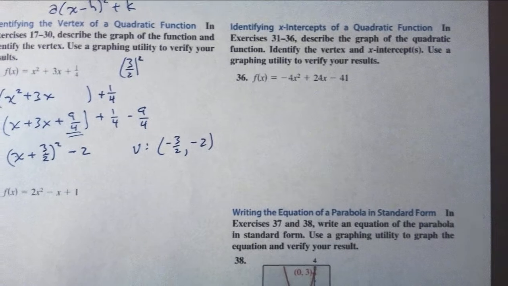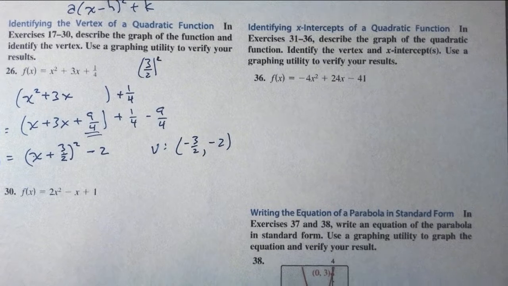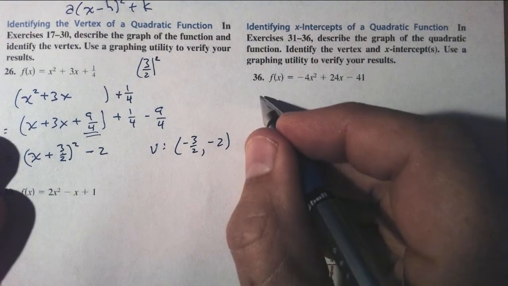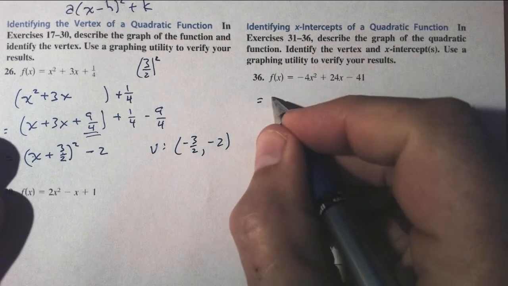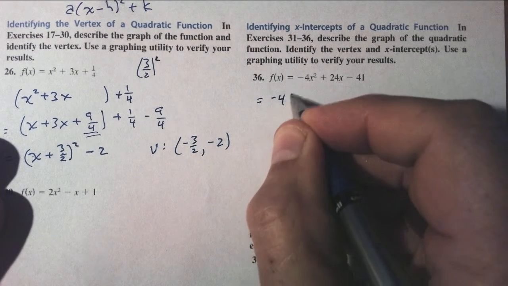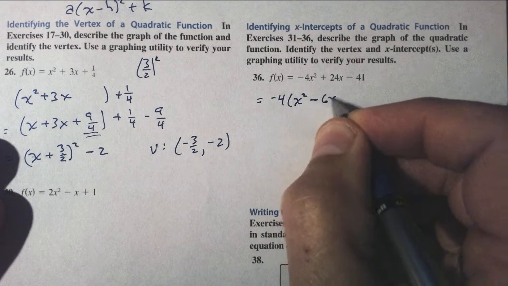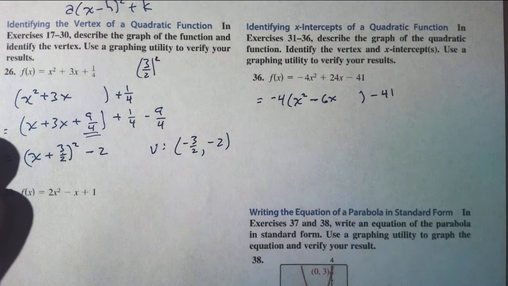Okay, that's a lot of what we're going to be doing here. Describe the graph of the quadratic, identify the vertex and the x-intercepts here. Got a little bit more to do here. Use a graphing calculator to check. Okay, so I need to factor out a negative 4 out of the first two terms. That would give me x squared minus 6x. Leave a blank. Separate the minus 41 out.